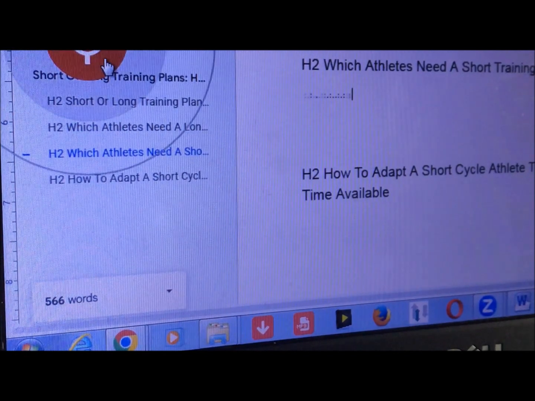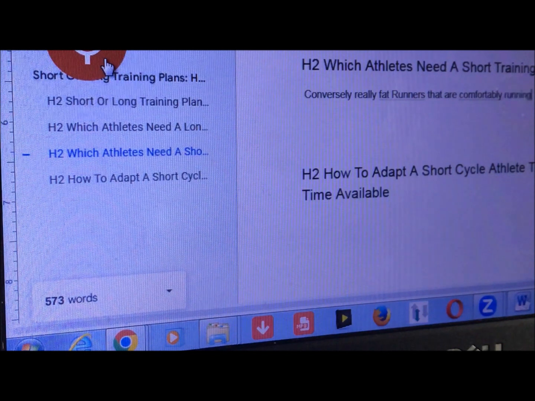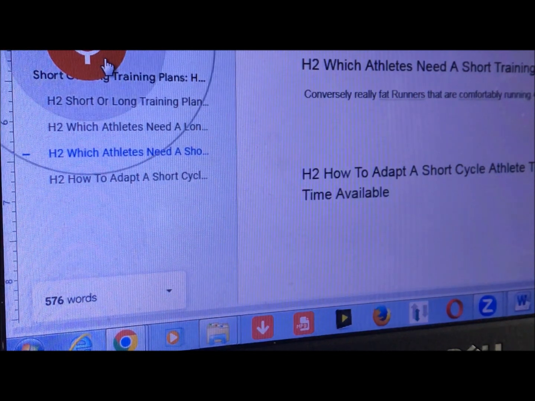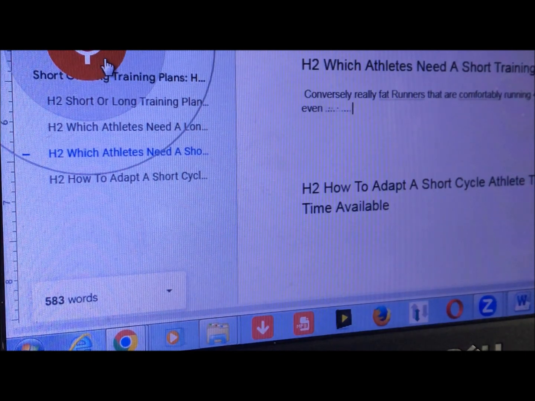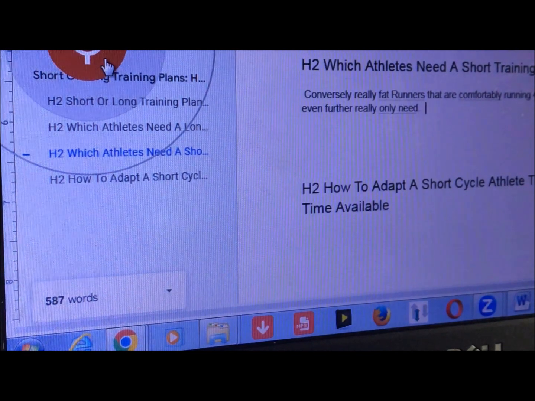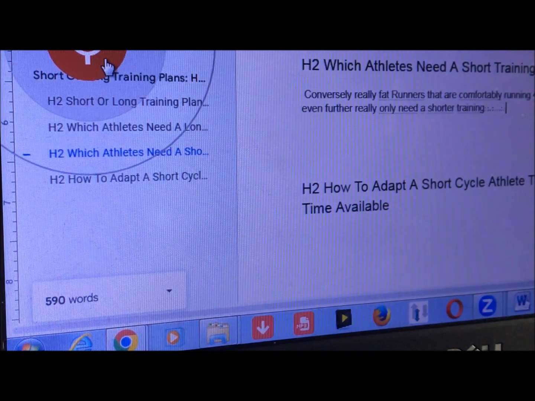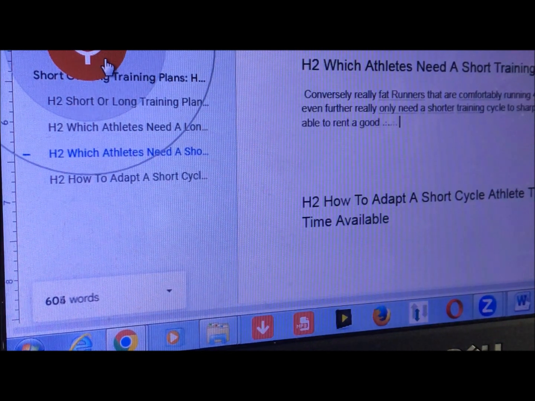Conversely, really fit runners that are comfortably running 40 to 50 miles per week, or maybe even further, really only need a shorter training cycle to sharpen up their fitness in order to be able to run a good time in a marathon.